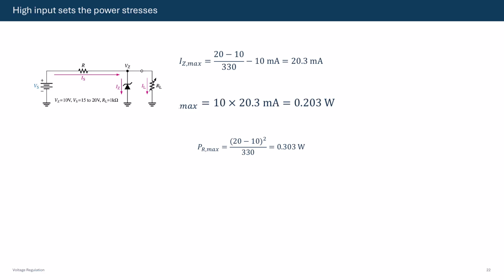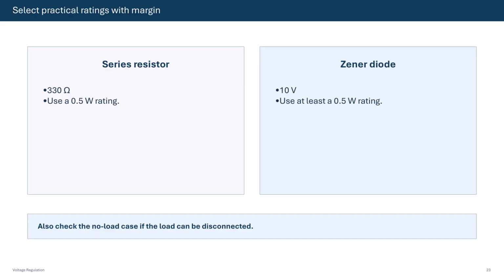Ratings must exceed these calculated values and should include reasonable design margin. A practical selection is a 330 ohm, half-watt resistor and a 10-volt Zener rated at least half a watt. These ratings exceed the calculated dissipation. If the load can be disconnected, all series current flows through the Zener, so the no-load case must also be checked before finalizing the design.